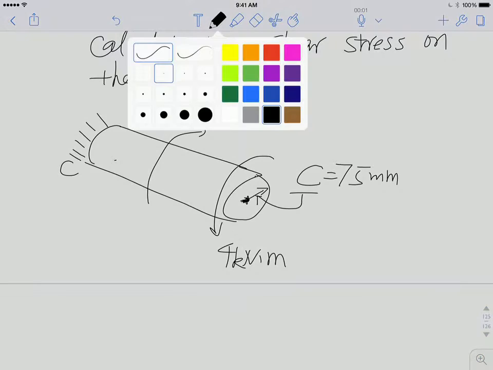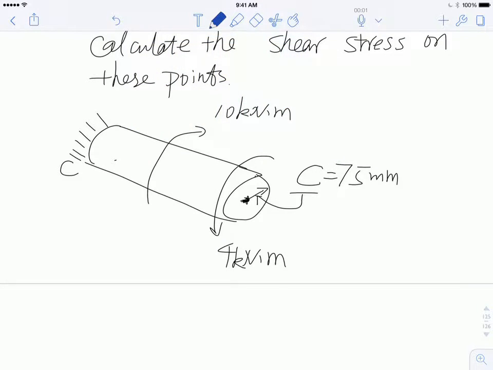And then let me try to use blue color to draw the rotational center line right here, the axis. All right, so this point A is about 50 millimeters away from the rotational center. The distance from here to here is 50 millimeters. That's the distance from A all the way to the rotational center.